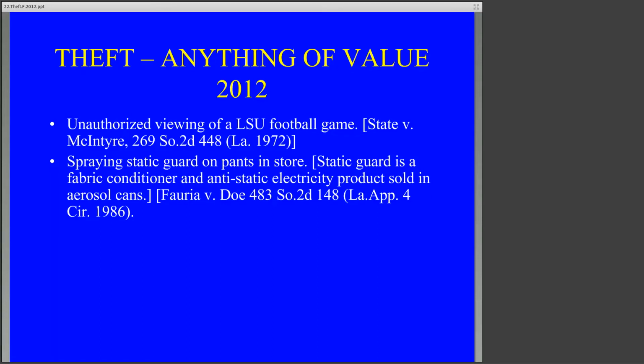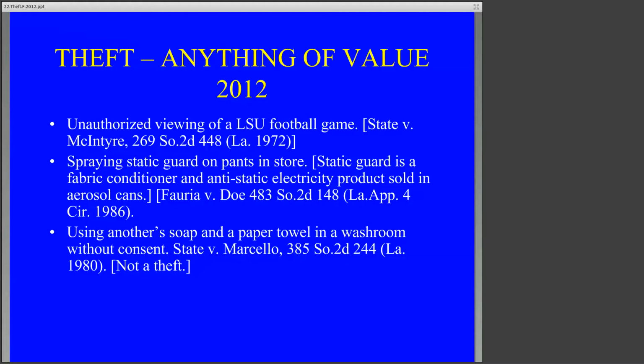And once she tried to leave, he said, you either pay for the Static Guard or we're going to arrest you for theft. She was arrested and she sued for, I think, false arrest. And the court said basically that was a theft because she took something of value from the store.